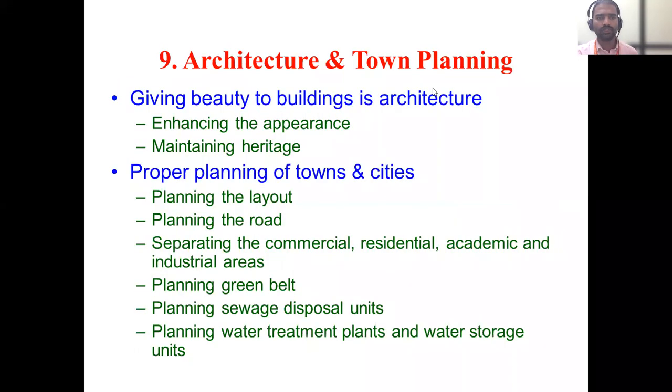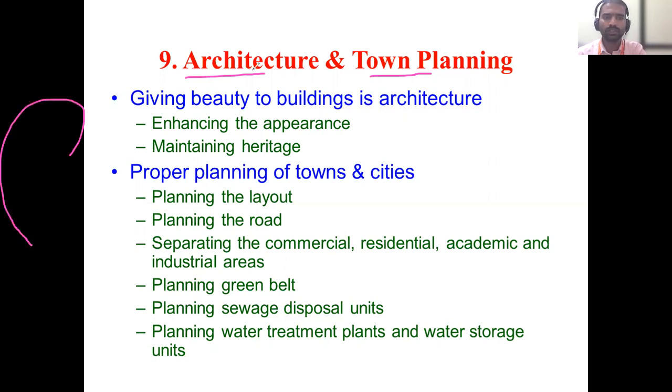This one we have studied. Now today we will go to one more branch of civil engineering, that is architecture and town planning. So what is architecture and town planning? Architecture means, think that there is one building.